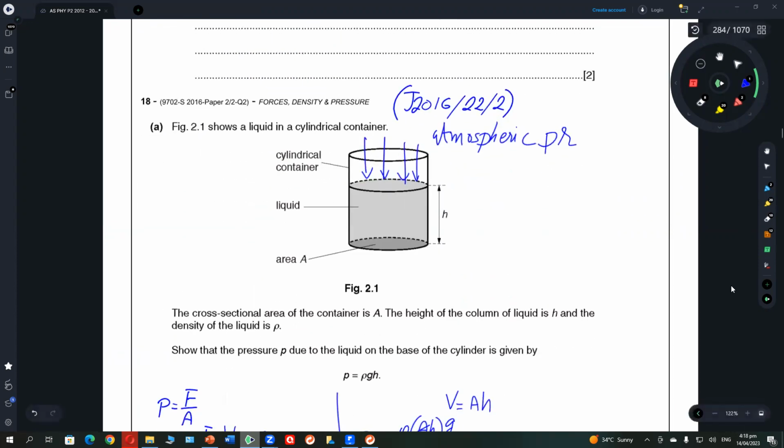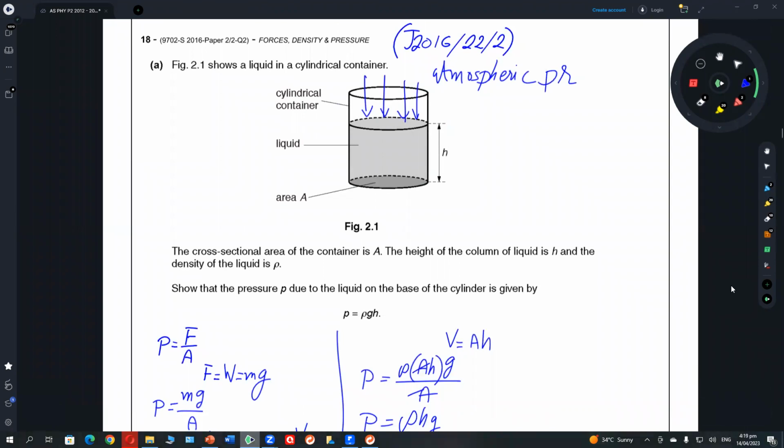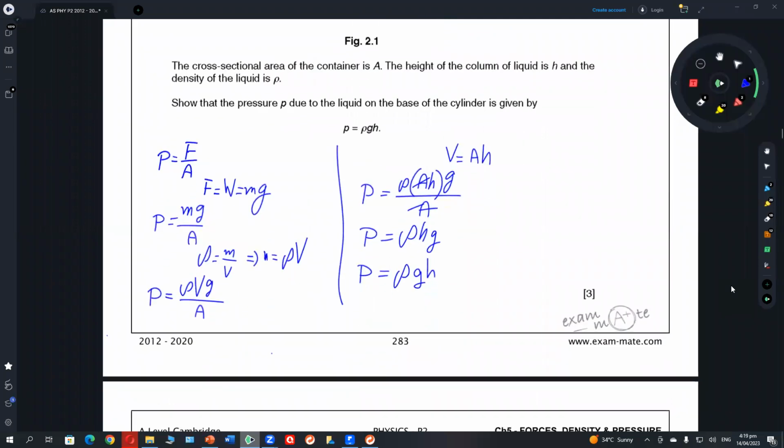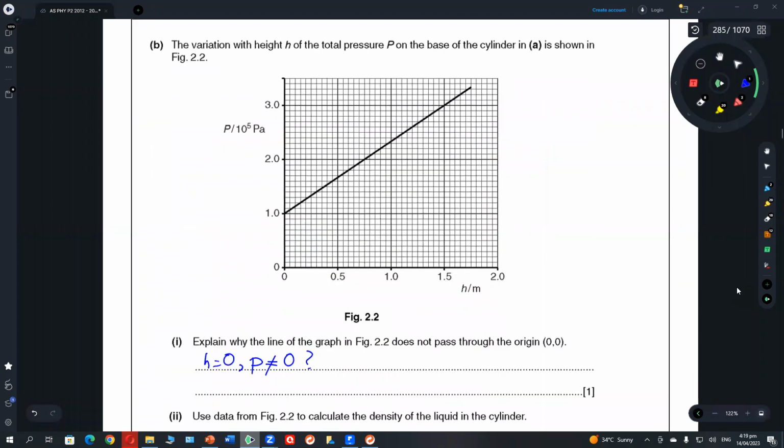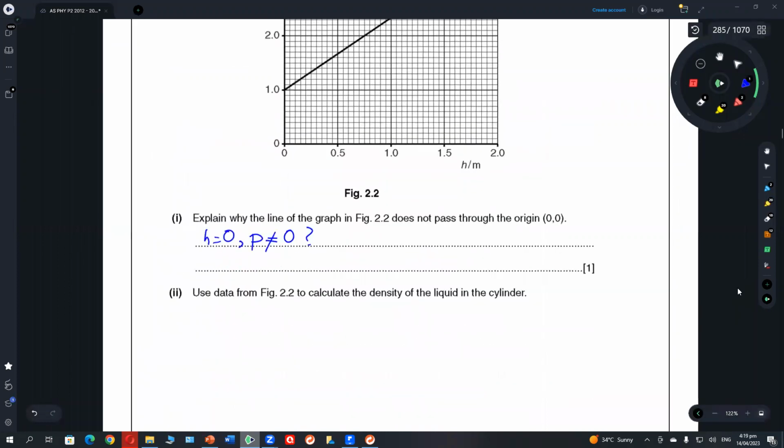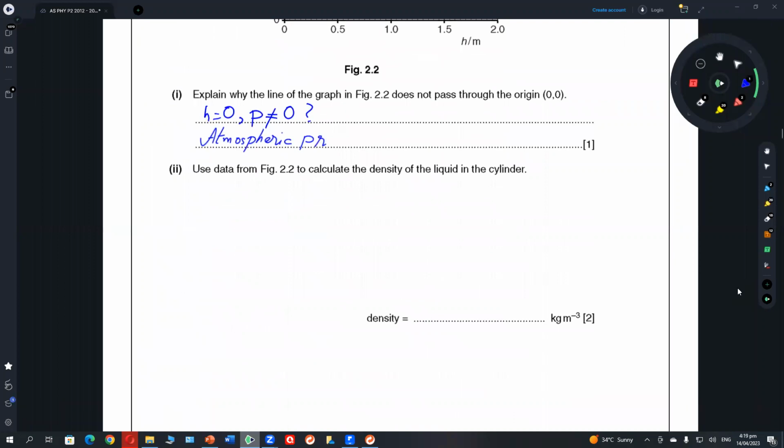Now, in this question, there is a pressure on the atmosphere due to atmosphere, and this pressure is keeping it in this position. And then we have a derivation, the variation with height of the total pressure. Now, you will say that the pressure is not zero because there is some atmospheric pressure. Use data from figure 2.2 to calculate the density of the liquid in the cylinder.